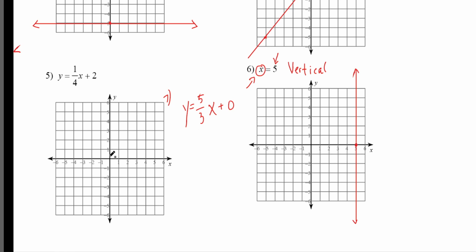Let's just graph it right here. So what would you do? You'd put a point right there, and then go up 5, go over 3, connect them, boom, there it is. Piece of cake.